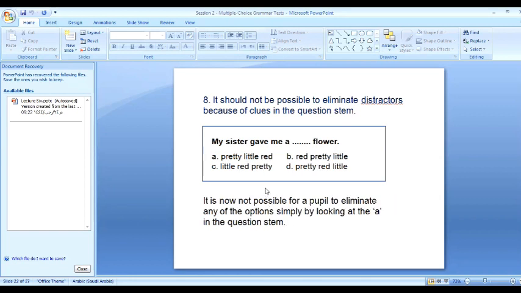So in this case, we can change "orange." You can say just "pretty red little," or "red pretty little," or "little red pretty," or "pretty red little." So it is now not possible for pupils to eliminate any of the options simply by looking at the question stem.